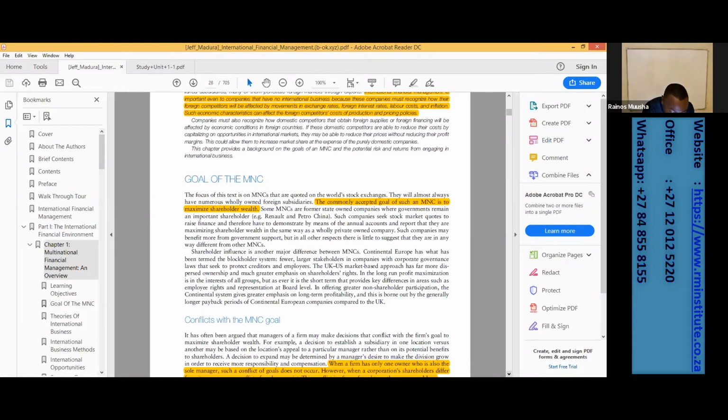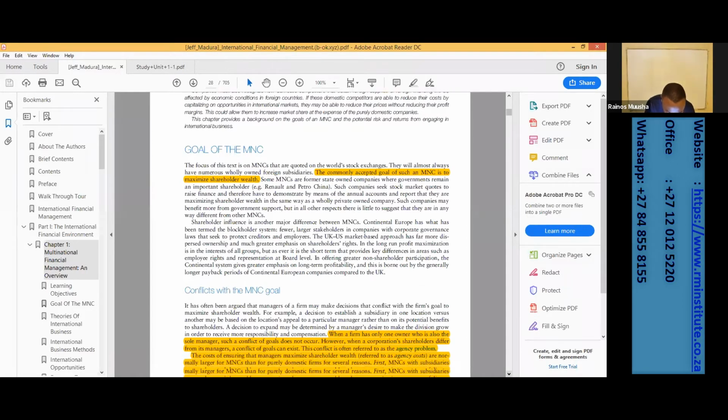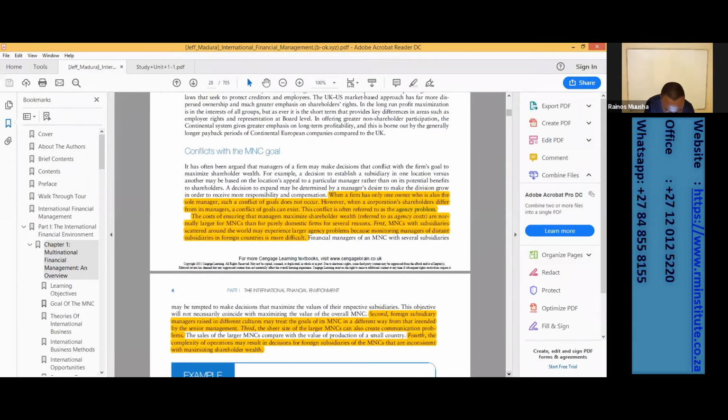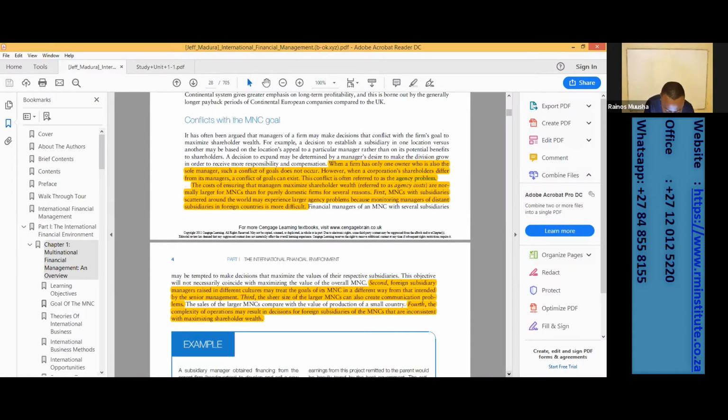So like what I was saying, whether it's only a company with domestic operations or it's a multinational corporation, the goal of the firm is still the same. And the goal of the firm being what? To maximize shareholders' wealth. And how do they maximize shareholders' wealth? By maximizing what? The value of the firm as well.